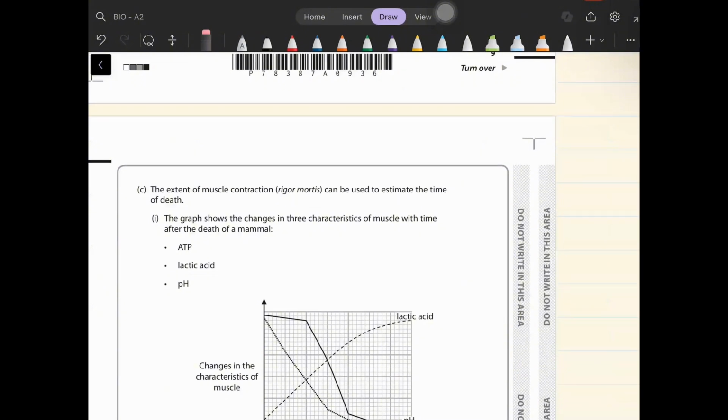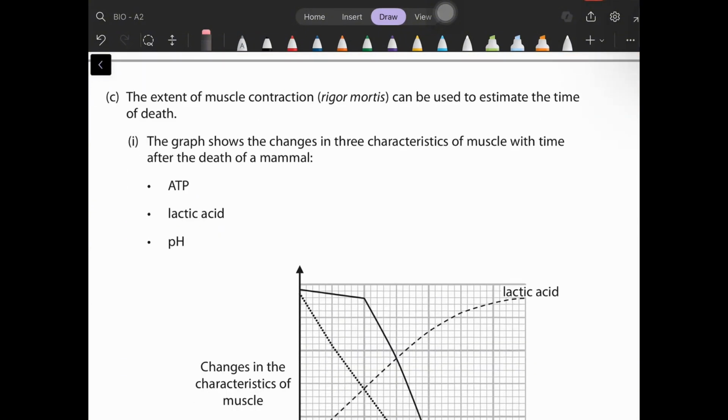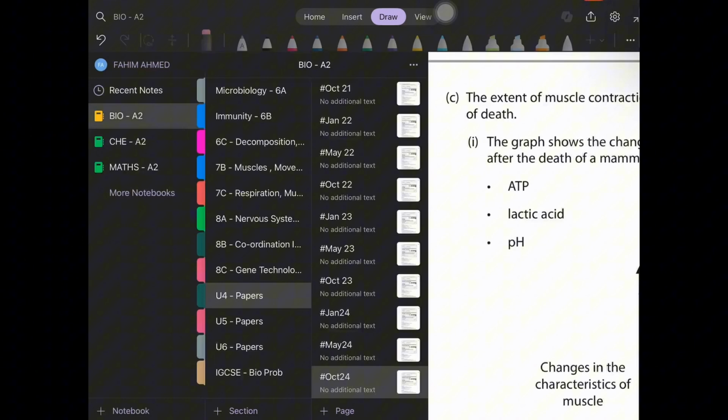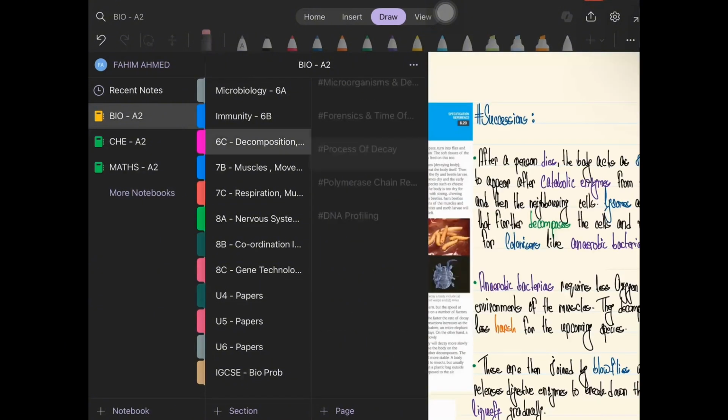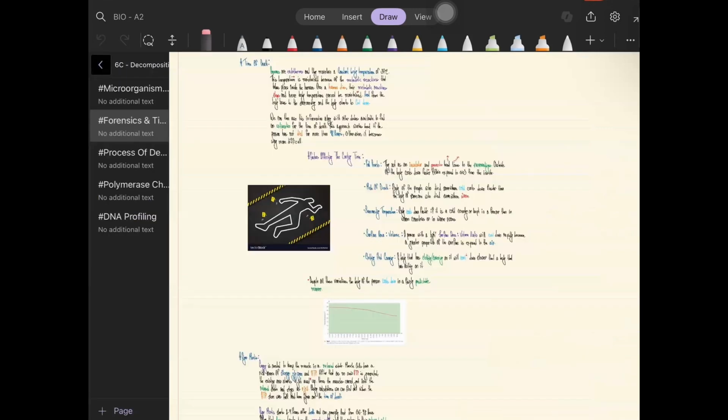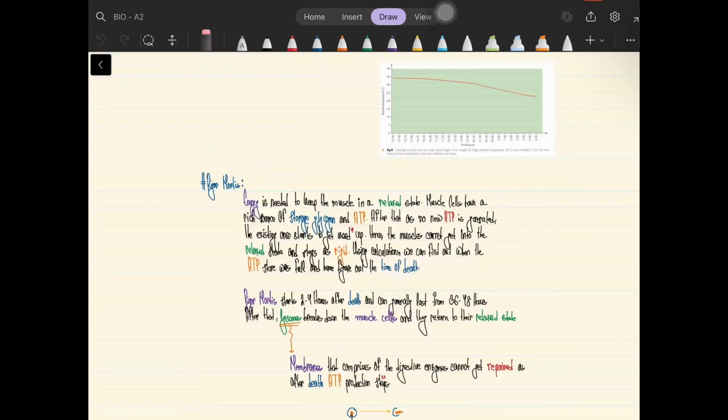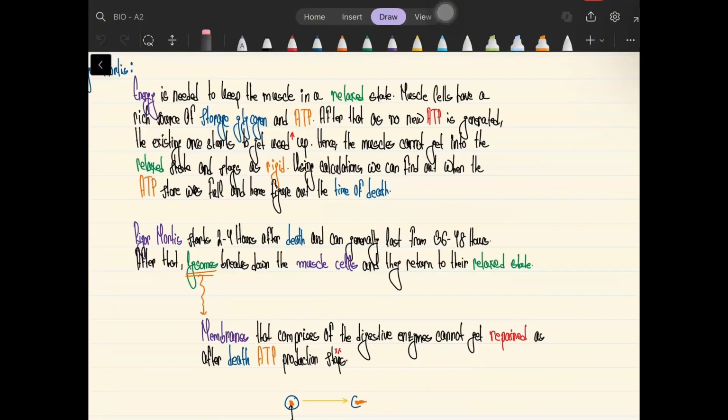The extent of muscle contraction, rigor mortis, can be used to estimate the time of death, right? So what basically is rigor mortis? After a person dies, to keep their muscles in a relaxed state, the muscles need to be supplied with energy, which is provided by the breakdown of stored glycogen to maintain the muscle in the relaxed state. Once all of that energy gets used up, the muscle then starts to contract, and the body of the person enters into a state known as rigor mortis.